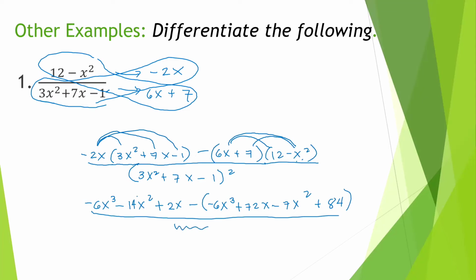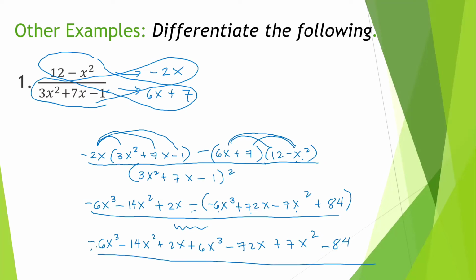Okay. Tapos, combine natin. We have negative 6x cubed minus 14x squared plus 2x. Labas na natin to sa grouping symbol. So, preceded by the minus sign. So, the negative becomes positive. This 72x becomes minus 72x. This one becomes positive 7x squared. And the 84 becomes minus 84.